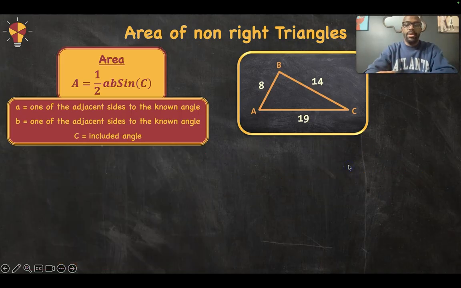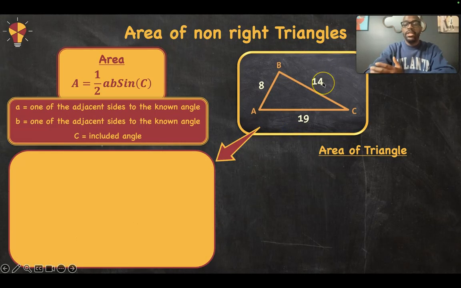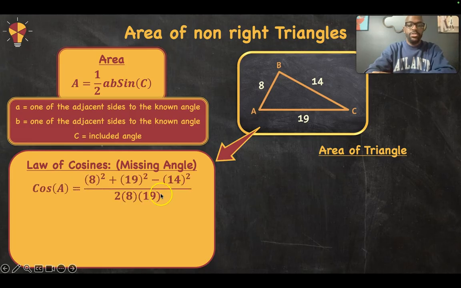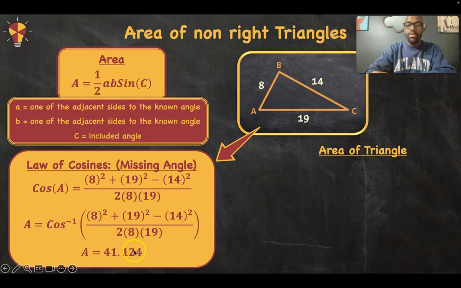So let's say we saw the same problem and we said, I want to solve for angle A, and I'm going to use 8 and 19 as my A and B, which are the adjacent sides to the known angle, because it'll be known at that point after I find angle A. So if I want to find angle A, 8 and 19 are my A and B in regards to law of cosines. And then 14 will be on that back end where you subtract it. It'll be the C. Then I do inverse cosine, and I get an answer of 41.124. So that's telling me angle A is 41.124.